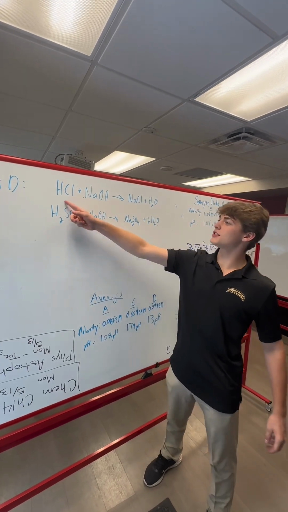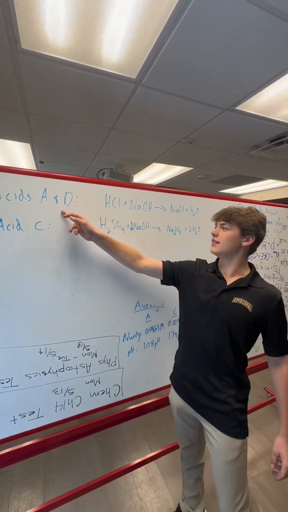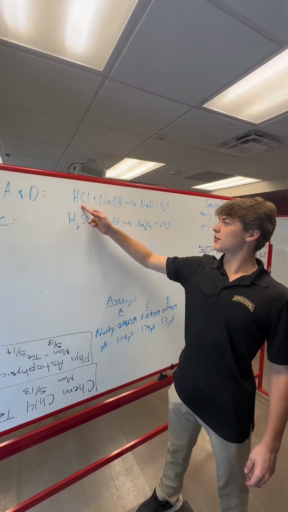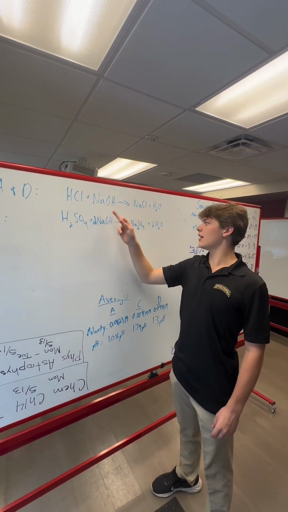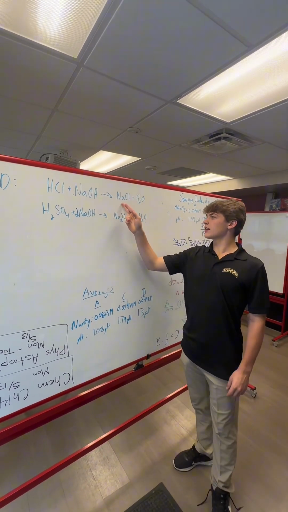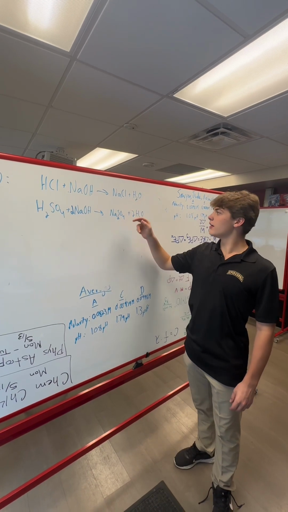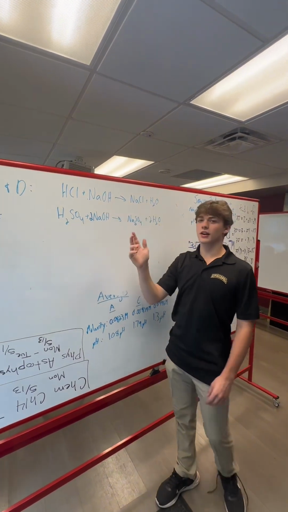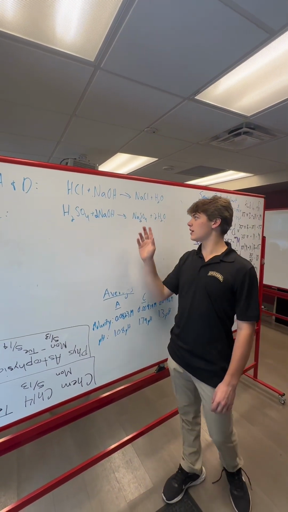So for our balanced equations, for our acids A and D, we have the acid hydrochloric acid plus our base NaOH, and our product is NaCl plus H2O. And since all the moles are correct, we don't have to add any coefficients, and it is correct like this.